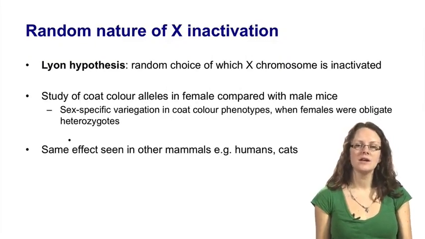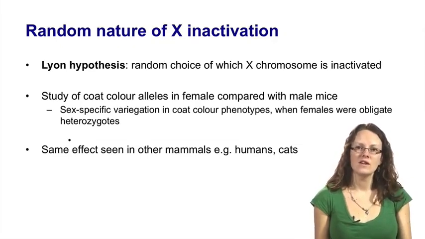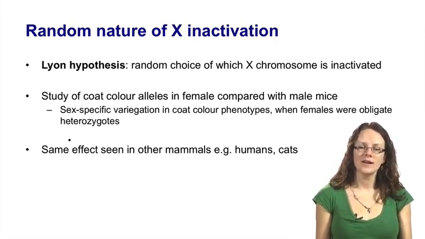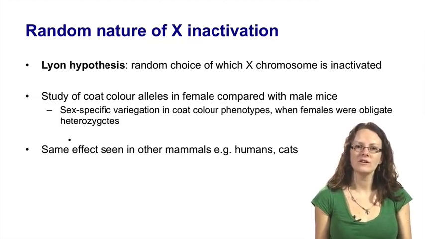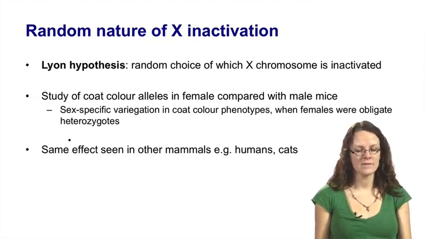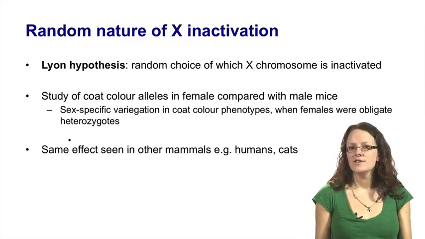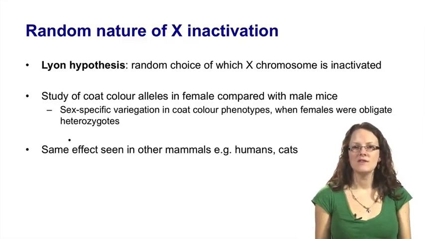So other than how many X chromosomes will be inactivated, the second part of Mary Lyon's hypothesis is the random nature of X inactivation. So we've discussed this before, thinking about the calico cat, and I'd like to come back to it again because it's really a nice and important finding that she had.